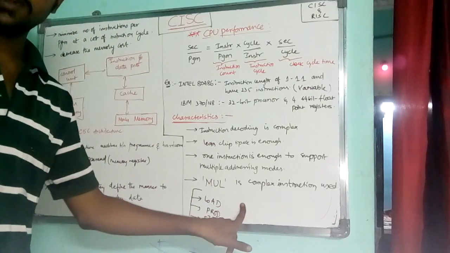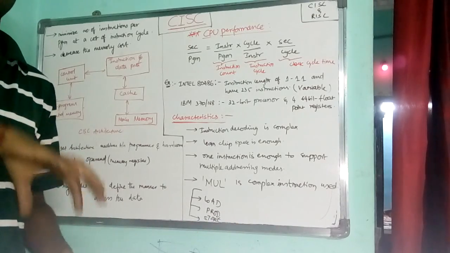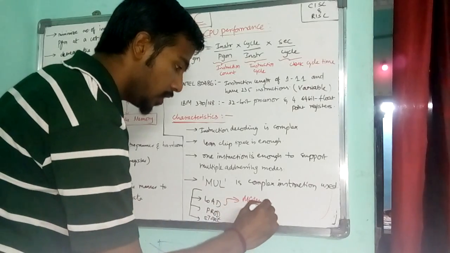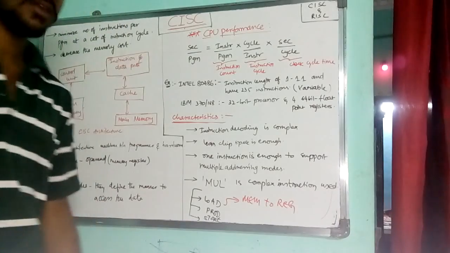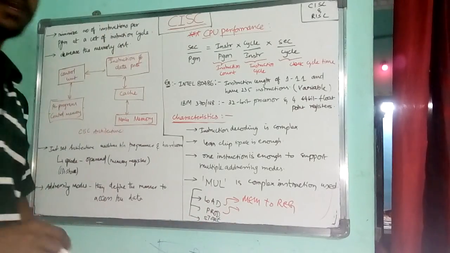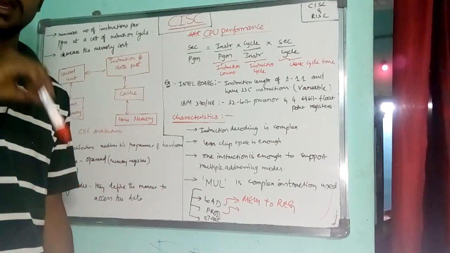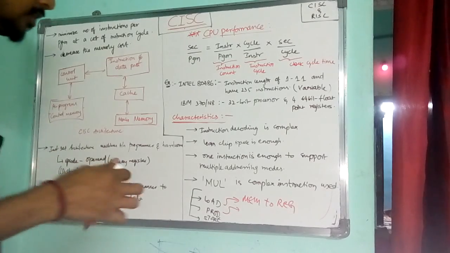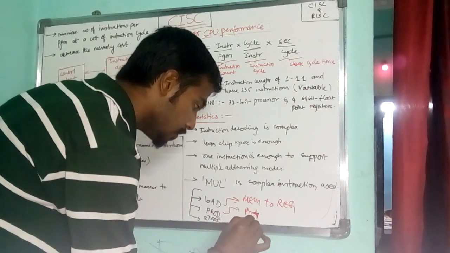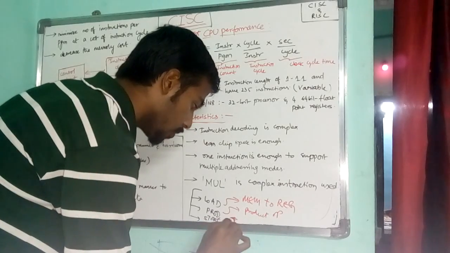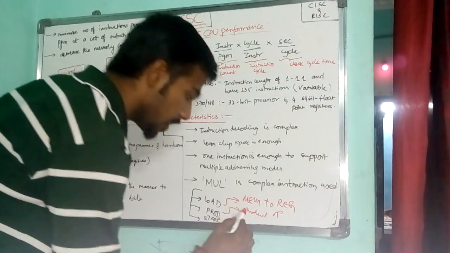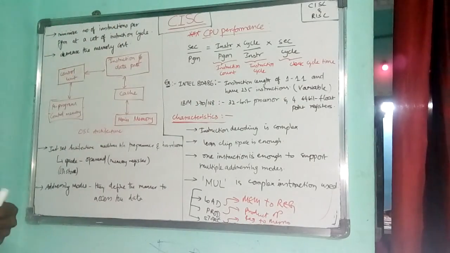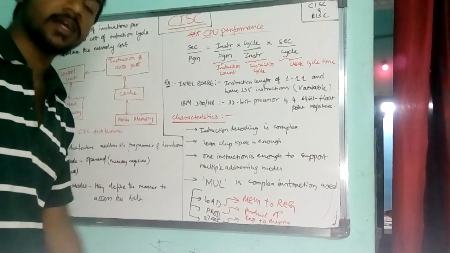Load is for retrieving the data from memory to register. Product takes one operand from the register and the other operand from the memory, and performs the product operation. Store sends the data back from register to memory. This is the complex instruction which we use under MUL.